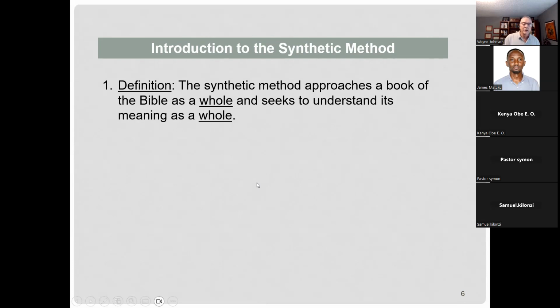By way of definition, by the synthetic method, we're talking about the method of approaching a book of the Bible as a whole, and then seeking to understand its meaning as a whole. So this is the first step. And interestingly, after I had learned this myself in more detail, I came across a book by Mortimer Adler called How to Read a Book.